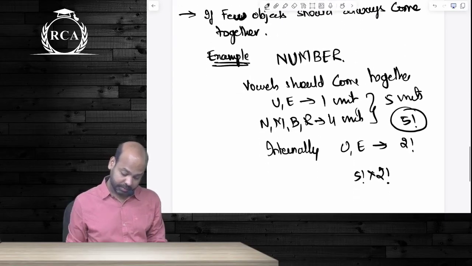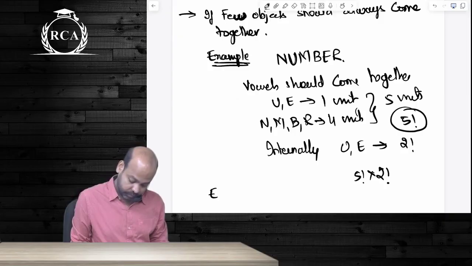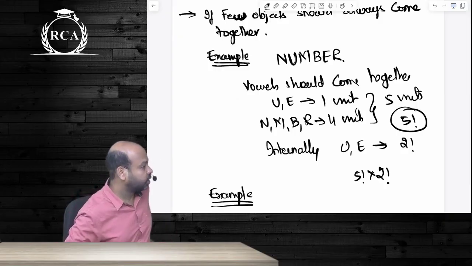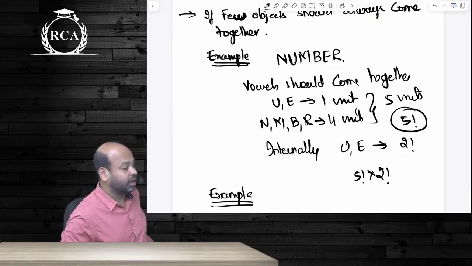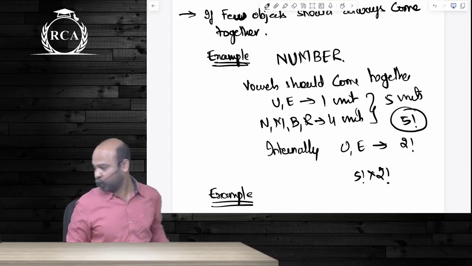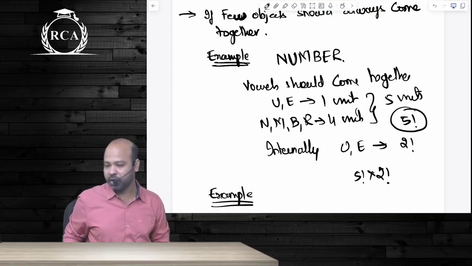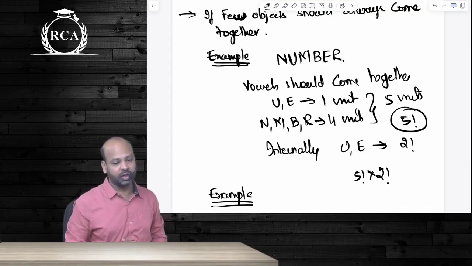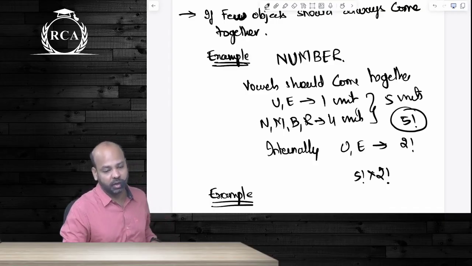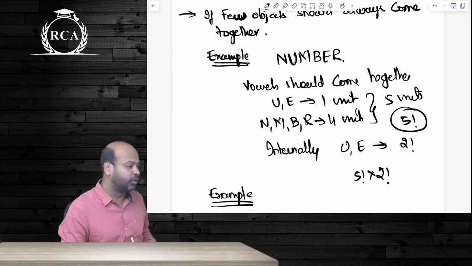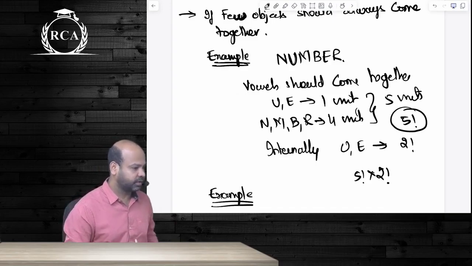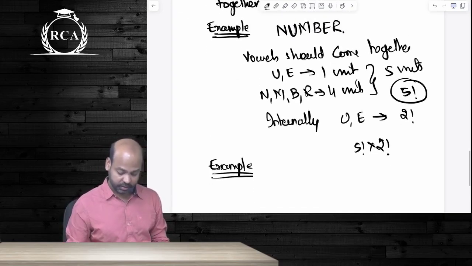Write this down with the example. What if they ask us to take all the consonants together and all the vowels together? Take all the consonants as one unit. Take all the vowels as one unit. So put together how many units? 2 units. 2 units can be arranged in how many ways? 2 factorial ways. Internally, those 4 consonants can be arranged in 4 factorial ways. Those two vowels can be arranged in 2 factorial ways. Yes or no, kids? Write it quickly.